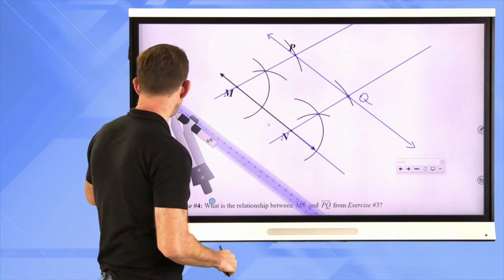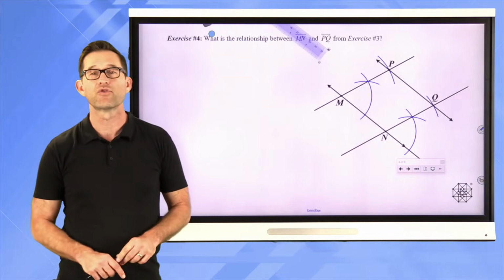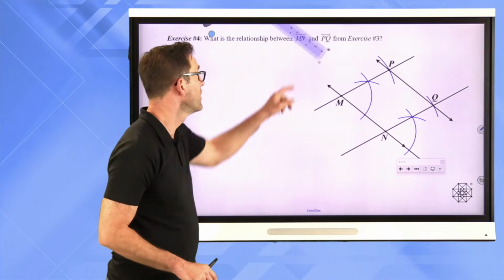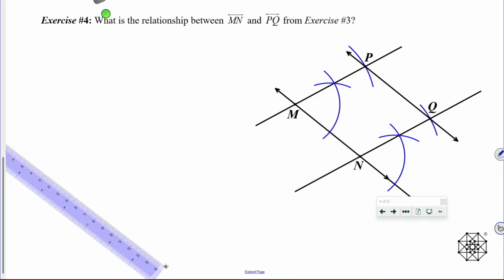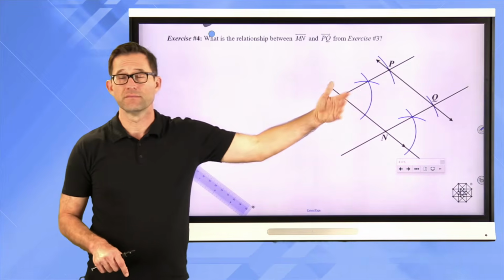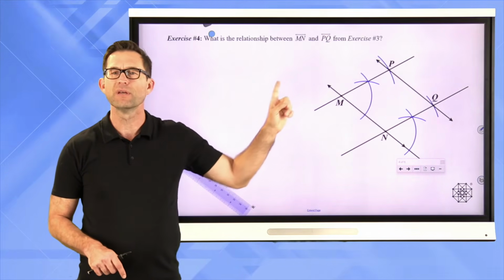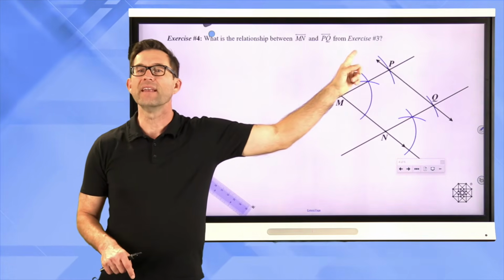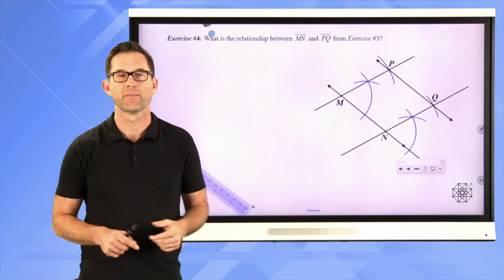Now there's a little bit of a follow-up on this one, right? This reviews something that we saw back in our unit on transformations, okay? Let's get this out of the way. Let's take a look at exercise number 4. What is the relationship between line MN and line PQ from exercise number 3? Okay, so in other words, here's that construction reproduced down here a little bit neater. What is the relationship between line MN and its image line PQ? Pause the video now and tell me if you can write something down.